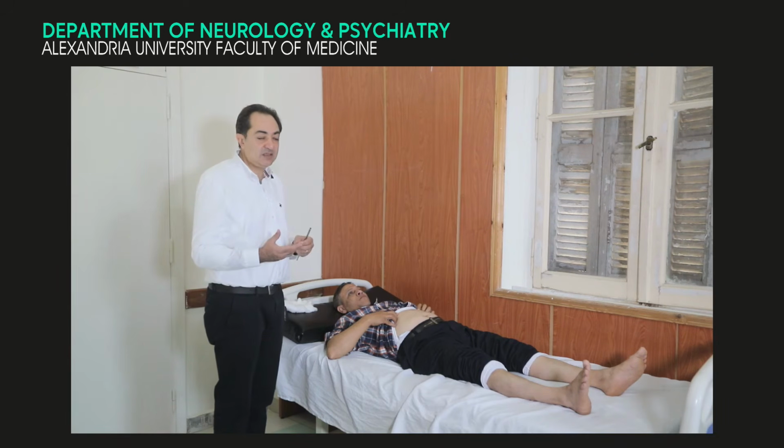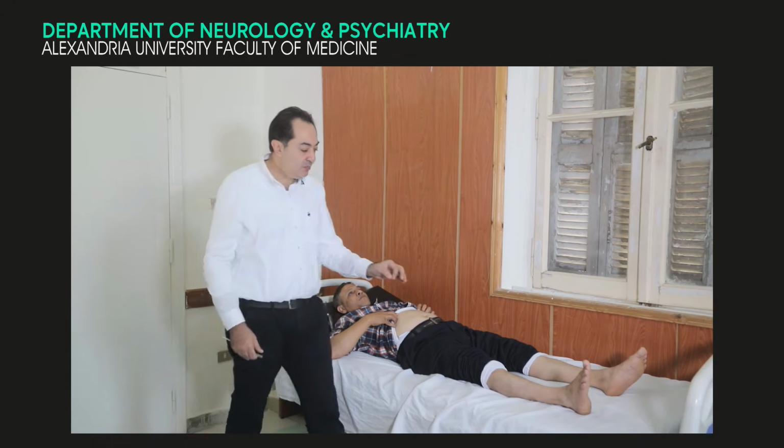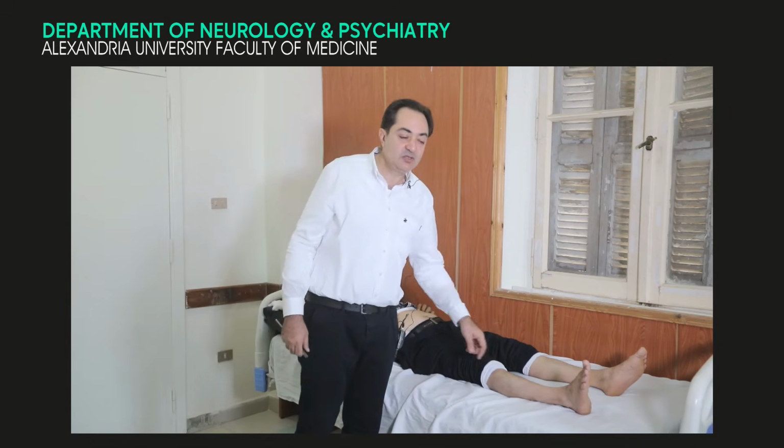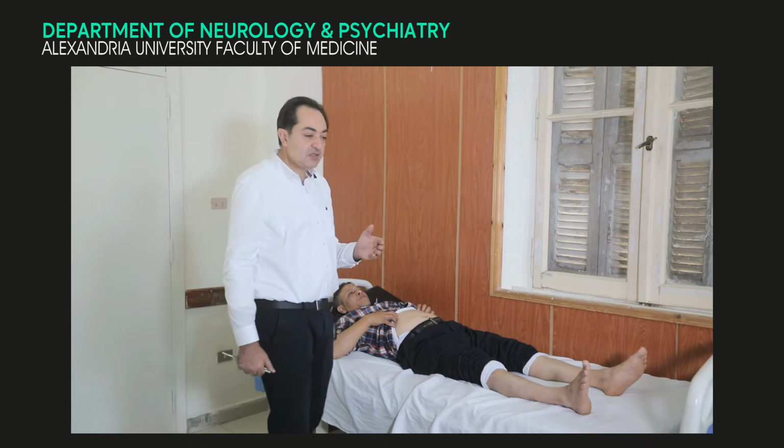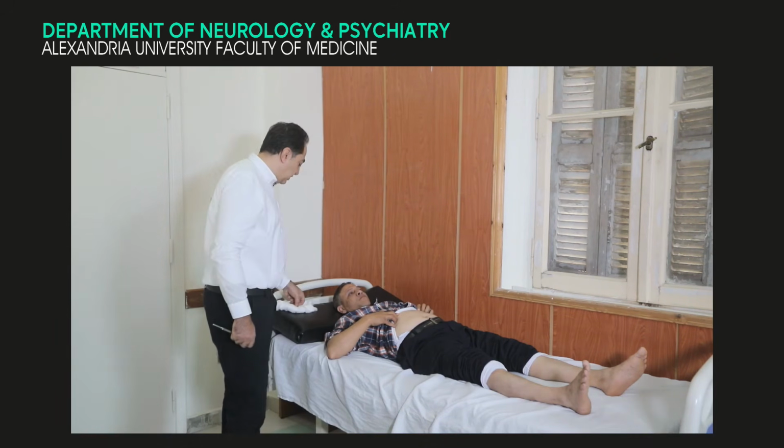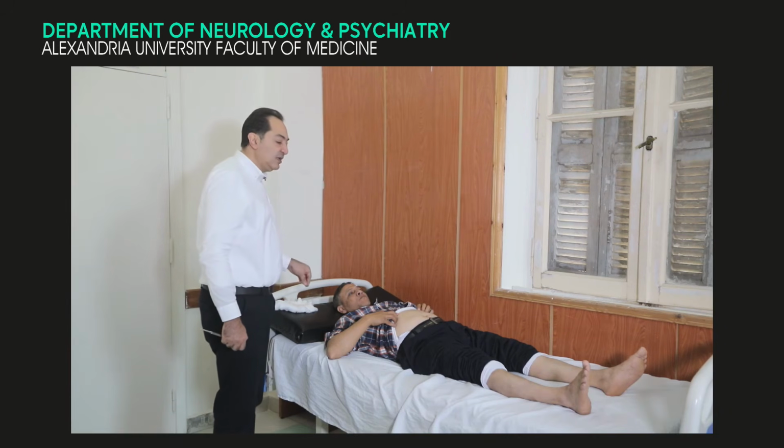The cortex has more delicate feelings, such as telling where exactly I pointed, which is called tactile localization, and two-point discrimination, and stereognosis or graphesthesia. First, tactile localization. I will ask the patient where exactly I'm touching him.